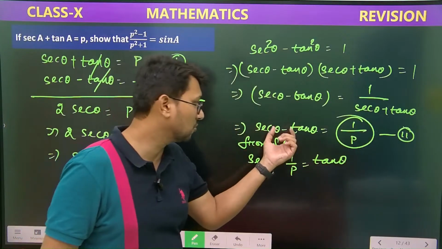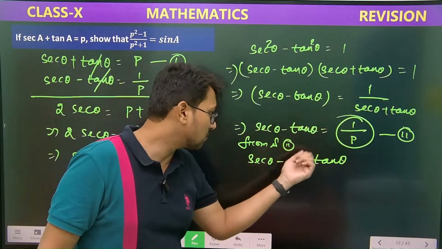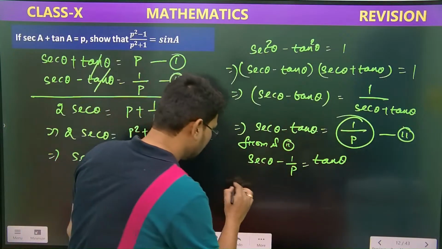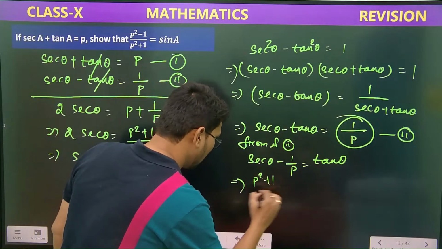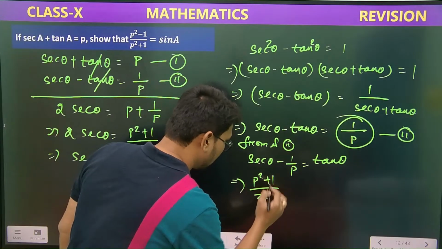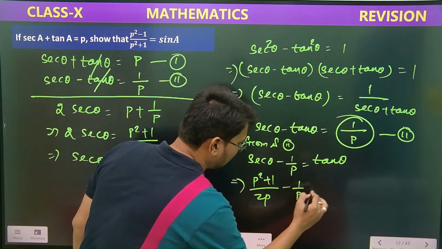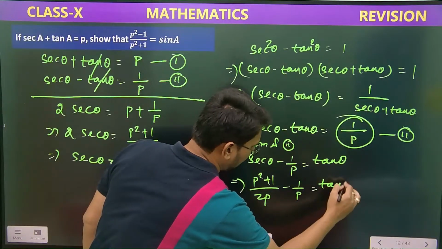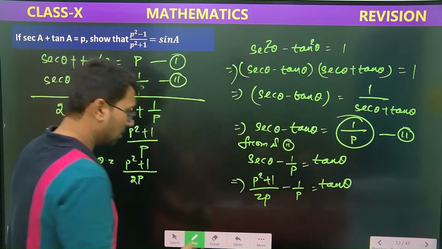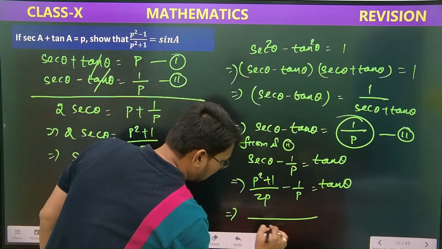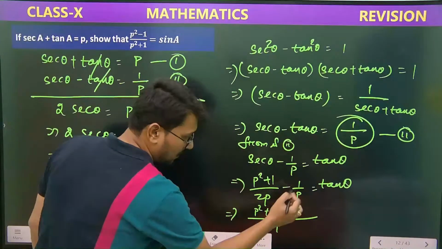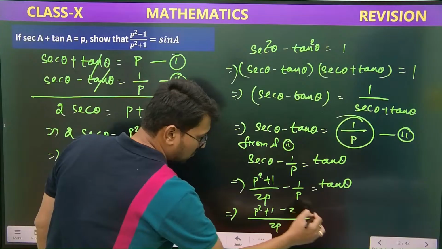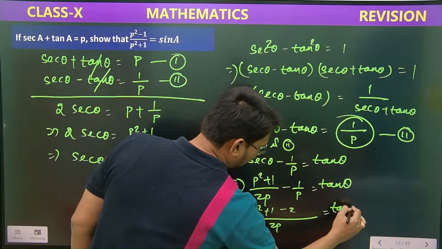Clear? From equation 2, what am I writing? Sec theta minus 1 by p equals tan theta. This implies sec theta value is (p square plus 1) by 2p, minus 1 by p equals tan theta. Now check, what is the LCM? LCM is 2p. So (p square plus 1) by 2p, minus 2 by 2p, equals tan theta.